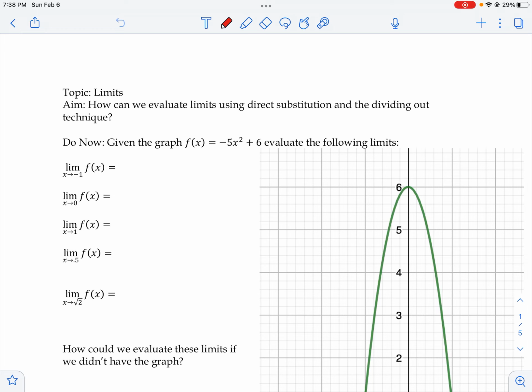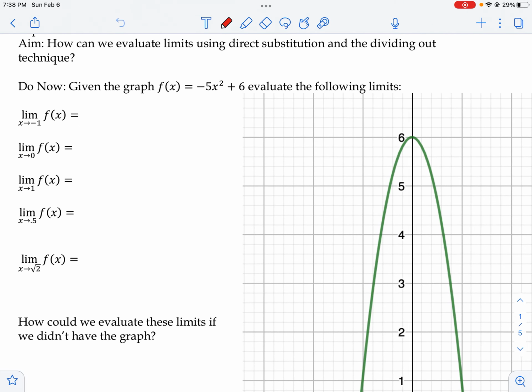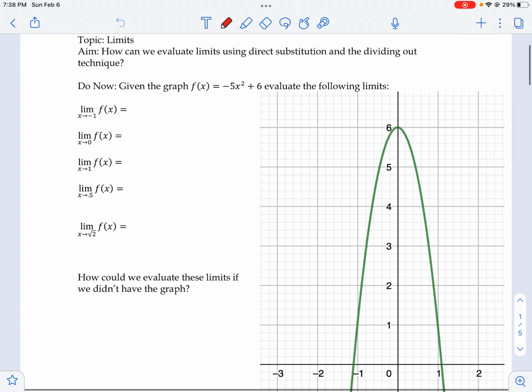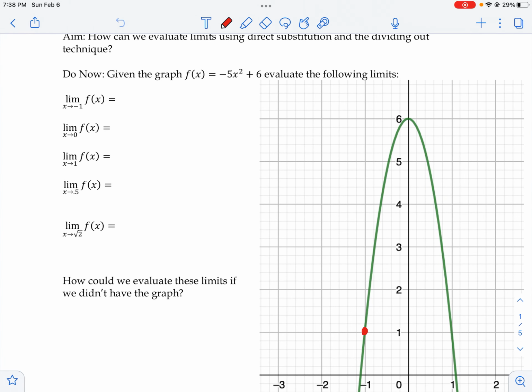The do now here has us with a graph determining the limits. So at -1, I'm going to look at this point right here. From the left and the right, we approach 1. Number 2, 0, from the left and the right, when x is 0, the graph is approaching 6. Plus 1, I see the point here when x is 1. The graph from the left and the right are both going towards 1.